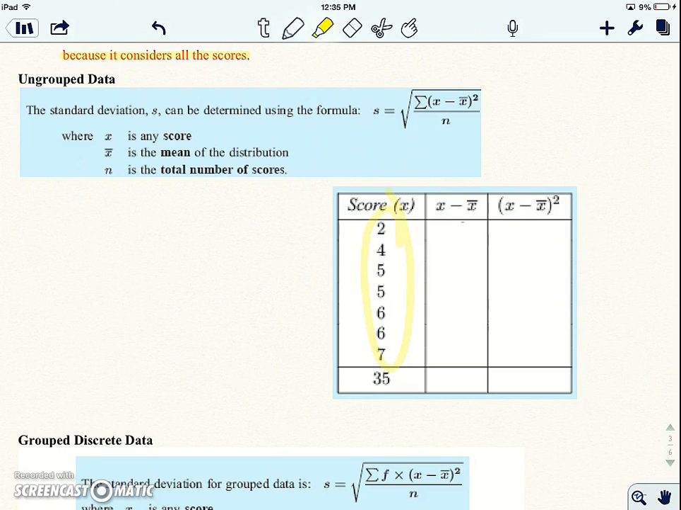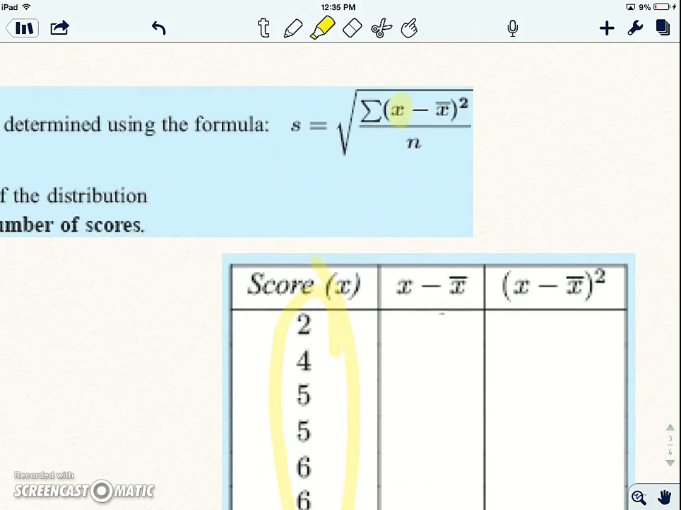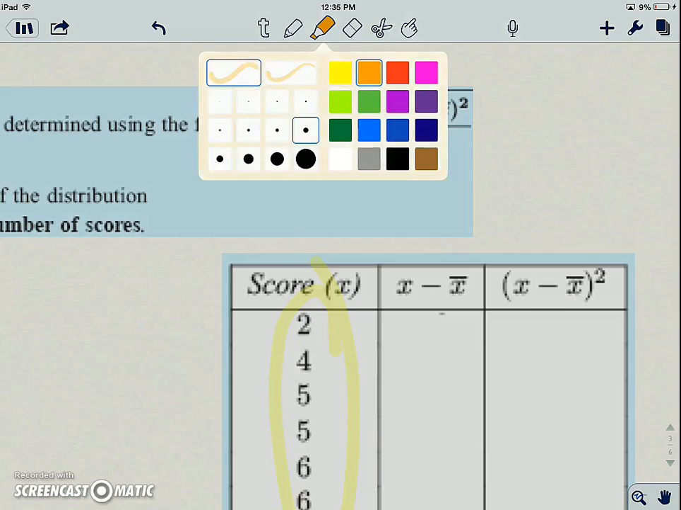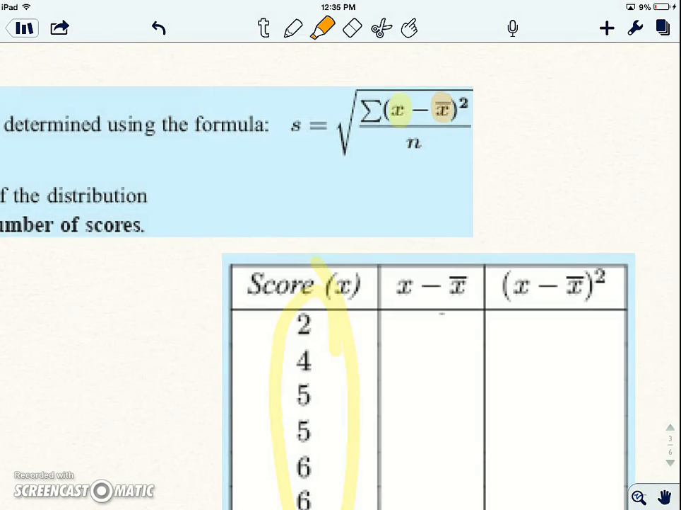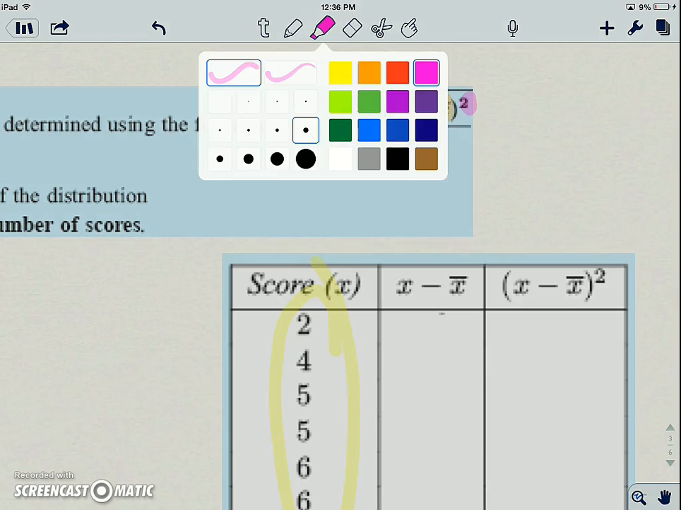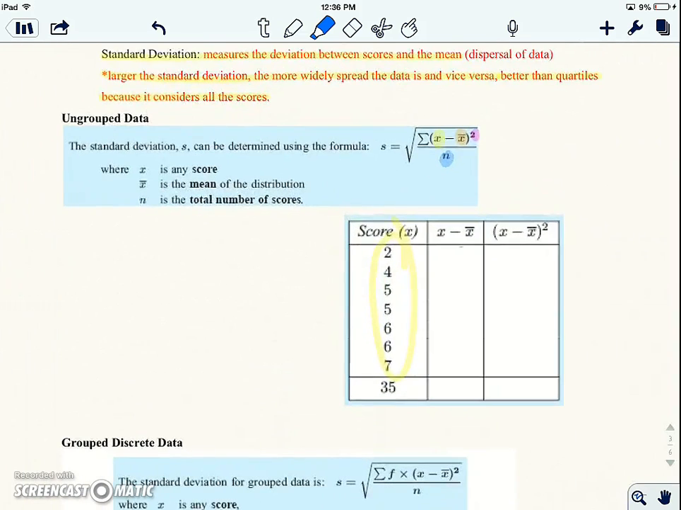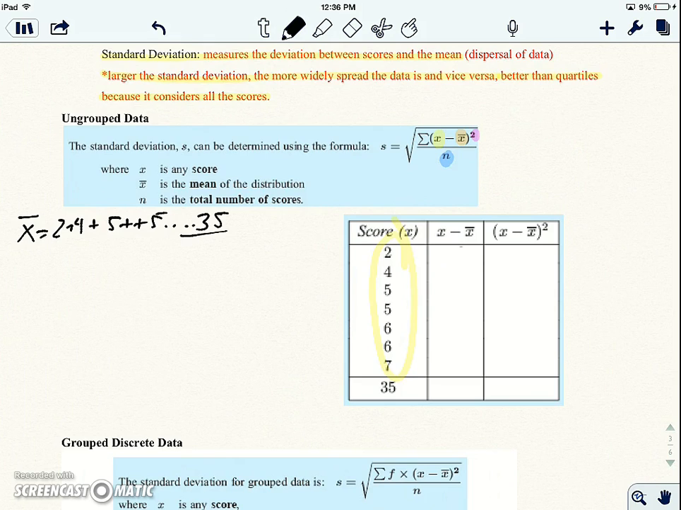So in order to do that, here's my formula. It says take every score, subtract from it the average, square it, and then divide by the number of scores. So first we need the average. We would do 2 plus 4 plus 5 plus 5, add them all up, and that equals 35. Divide by the number of scores, which is 1, 2, 3, 4, 5, 6, 7. 35 divided by 7 is 5. So the average is 5.